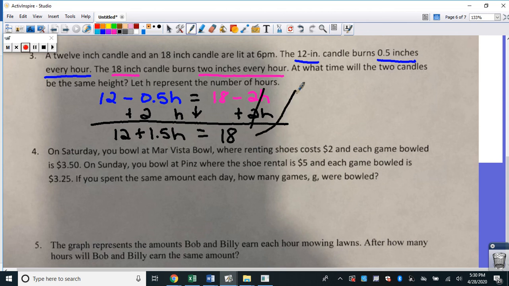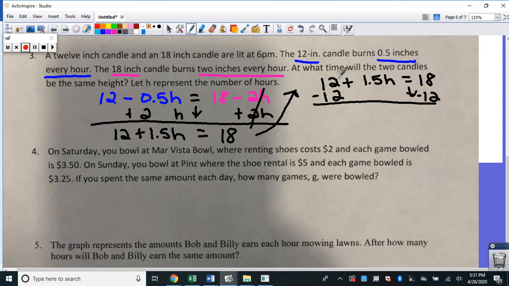All right, so I'm just going to rewrite that over here since I'm out of space. I know 12 plus 1.5 times something equals 18, so I'm going to take away the 12. That zeroes out, so I'm left with positive 1.5h, and that's going to be equal to 18 minus 12, which is 6. And if I do 6 divided by 1.5, if we calculate that, then h is going to equal 4. So that means that after 4 hours, these two candles would have burned to the exact same height.